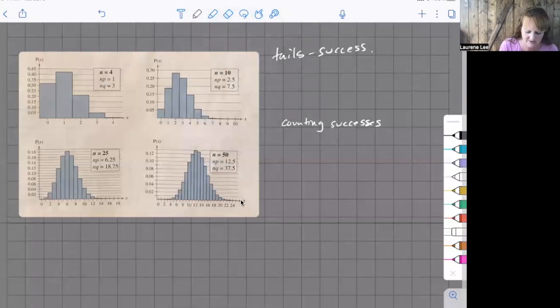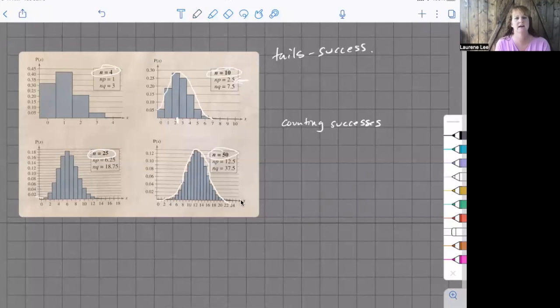Let's look at what happens though. So here's n equals 4, I'm flipping the coin 4 times. Here's what happens if I flip it 10 times. Now notice np is your average, right? So that's going to be 2.5, right in here. And look at how that shape is looking a little bit more like our normal curve. Now let's jump up. If I flip the coin 25 times, now look at the shape of the curve. And then 50 times, this is a full-on normal distribution.